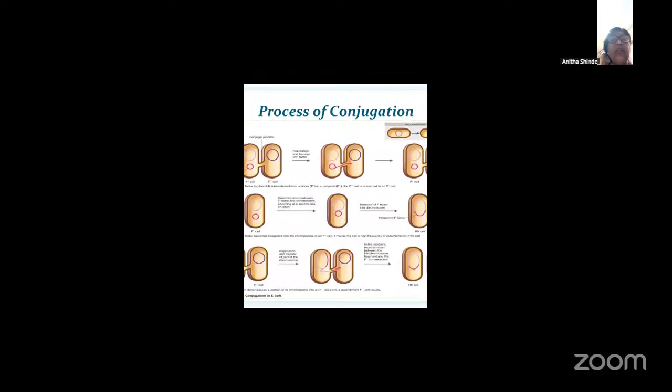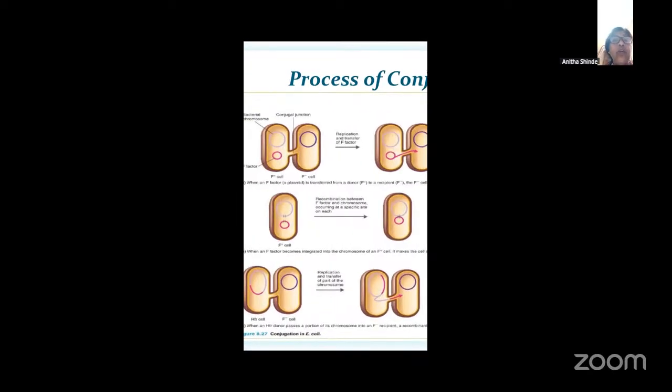This is how the process of conjugation takes place, as I've already told you. You should clearly understand what is F plus, what is F minus, and what is meant by HFR. Remember two factors, F plus and F minus. With the help of sex pili, they come close together. The donor here is F plus, which is the male, and F minus is the female, which is the recipient. With the help of the plasmid, they get integrated, and the sex pili help them. Once it enters, this F plus will become HFR.